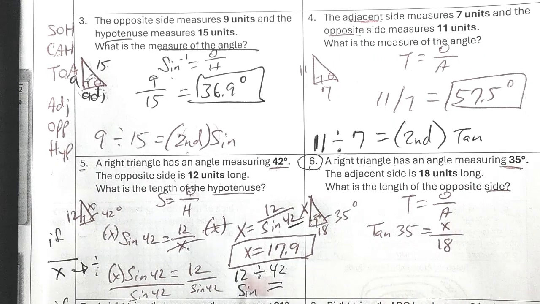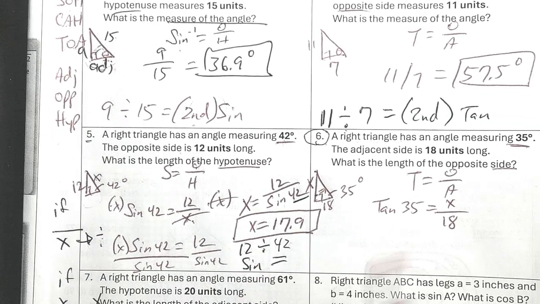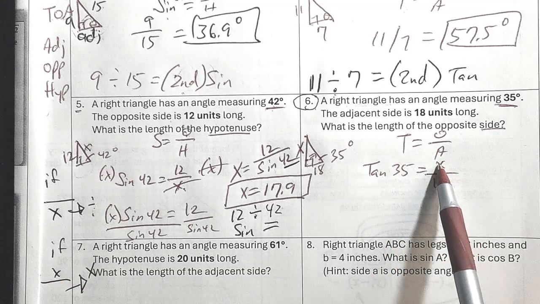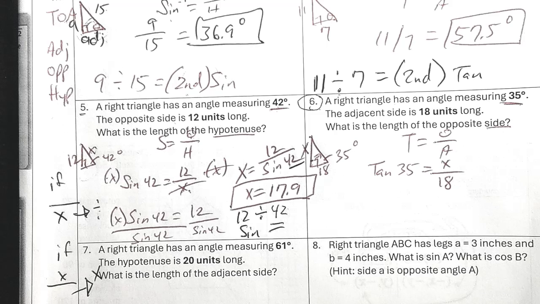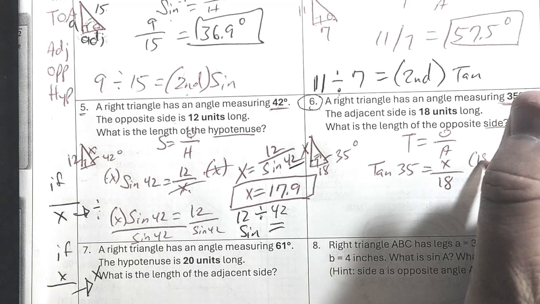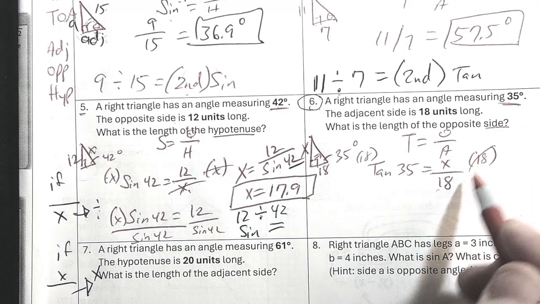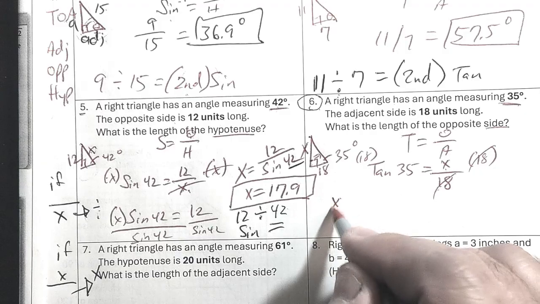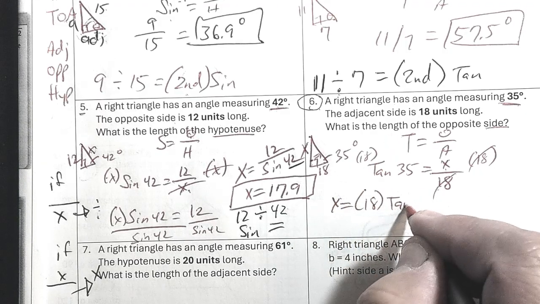So again, when it's on the bottom, you divide like we did here. If it's on the top, like it is here, you're going to multiply. This is how. Let me show you this. So you multiply both sides by 18 because we want x by itself. We have to get rid of the fraction. These two cancel. I'm just writing this backwards now. So x equals 18 times tan 35.